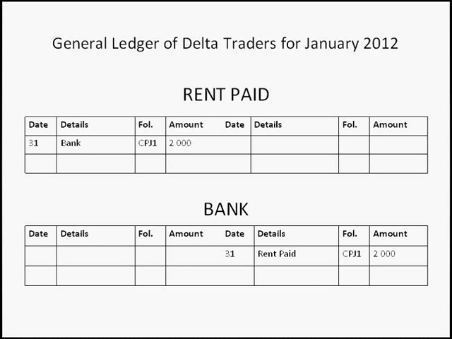And the corresponding entry to that will be the bank account, and that will happen on the right hand side, as I said, because I'm reducing my asset, and the date is the 31st. Details is rent paid because that's the other account that I've used. Folio is the journal I got it from, cash payments journal, and the amount is 2,000 Rand.